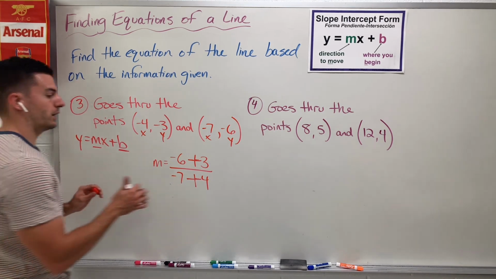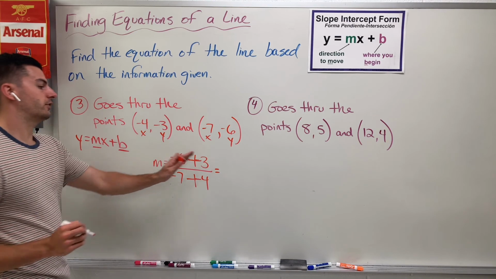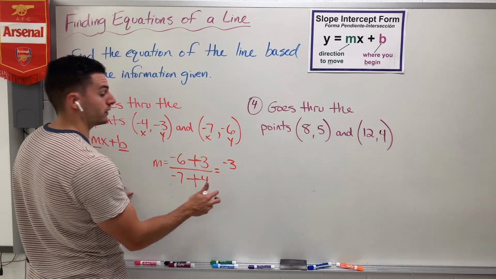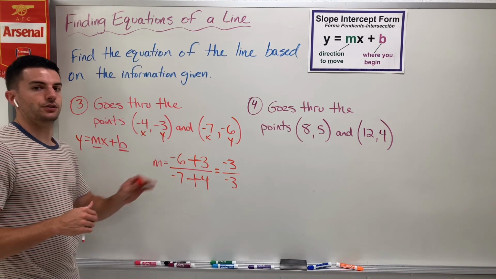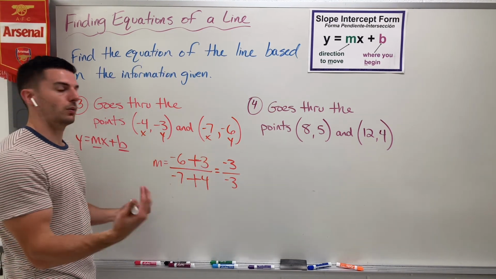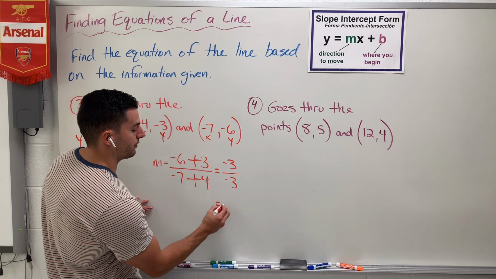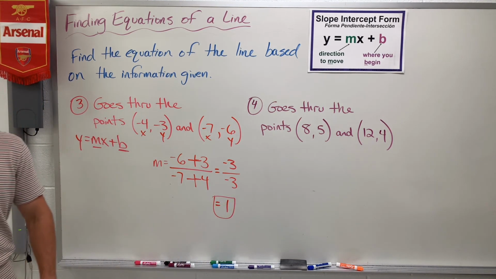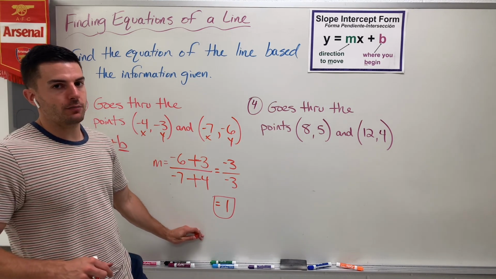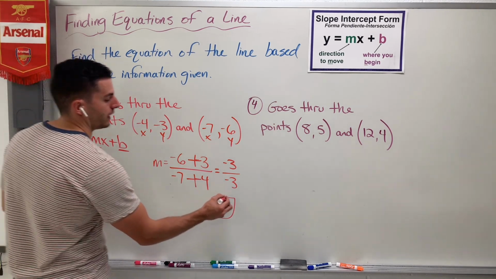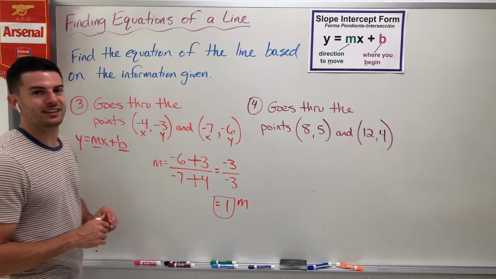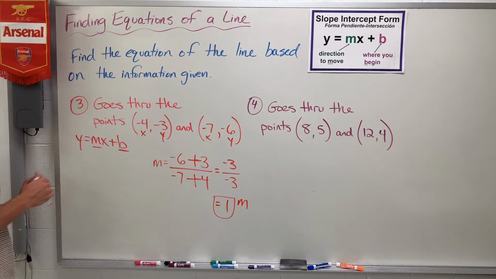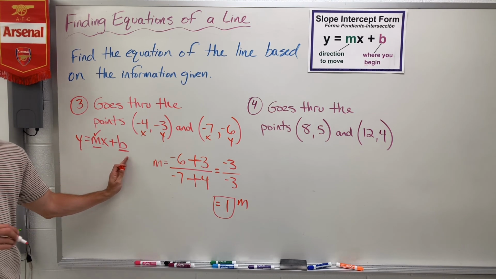So this is what I have. Negative 6 plus 3 gives me a negative 3. Negative 7 plus 4 also gives me a negative 3. So negative 3 divided by negative 3, well, what is that? Negative 3 divided by negative 3 is positive 1. Something divided by itself is equal to 1. So what did I just find? I just found my slope, my m value. And unfortunately, I'm not done yet, because that's only part of what I need to find. I found my m value. I still need to find my b value. I don't know that yet.